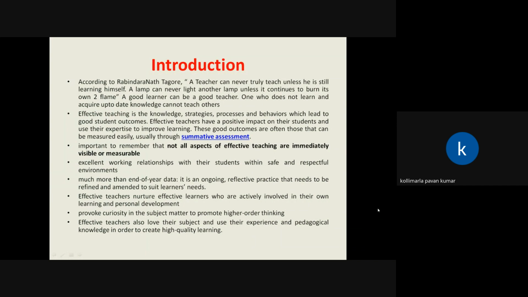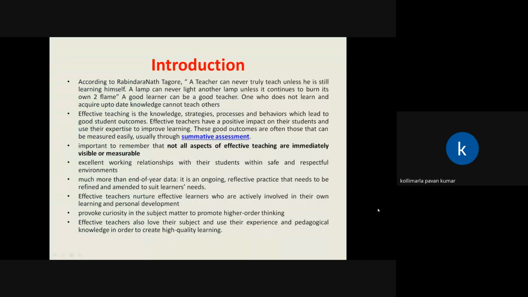So let me discuss effective teaching and its importance. It consists of the knowledge, strategies, processes, and behaviors of a staff member or faculty which lead to good student outcomes. This is the process teaching involves: the implementation of your knowledge, your strategies, various methodologies, and procedures for the students, and the behavior of the faculty towards the students is very important, so that all these contribute to bringing out a good student from the universities.